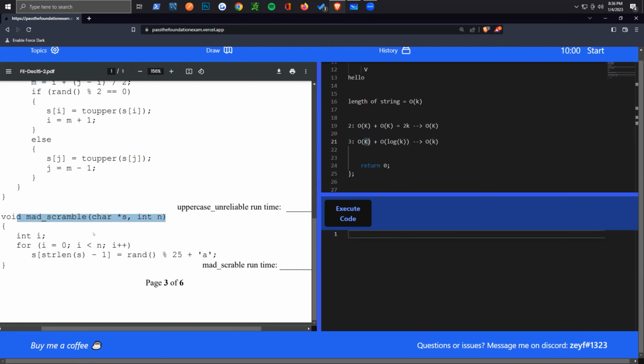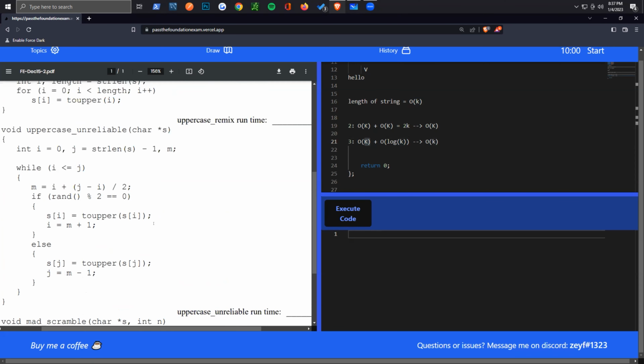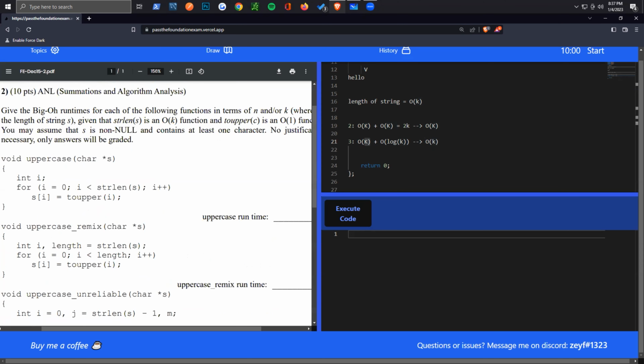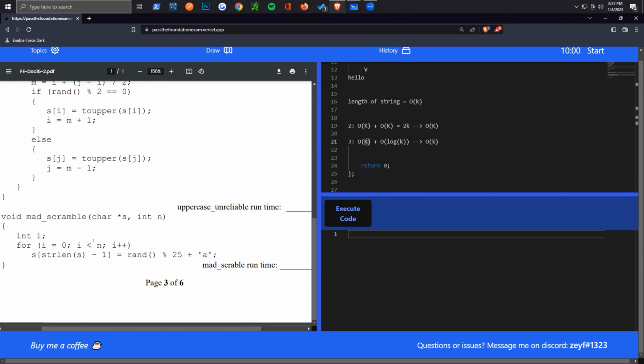And mad scramble. Okay. So we have a string, and this time it's a little different. We're not calling string length in the function. If this were written a little differently, that would matter, but we're passing the length, and we're doing a for loop based on that length that we're not calculating again. But even though the condition is not bounded by calling string length again and again, we're going to be iterating up until n. So we know for sure at minimum O of n or O of k.